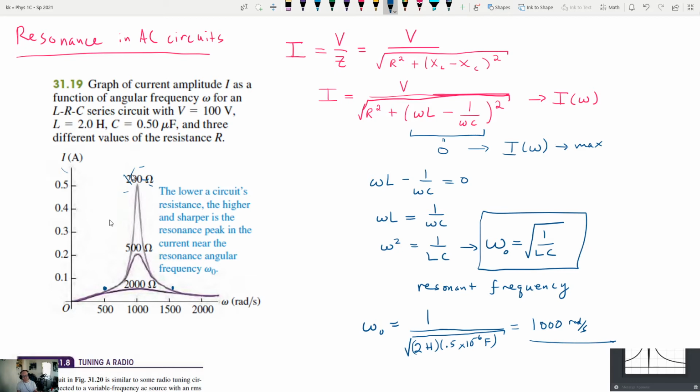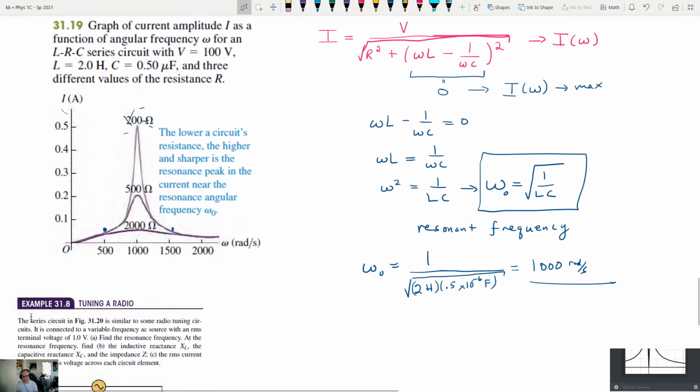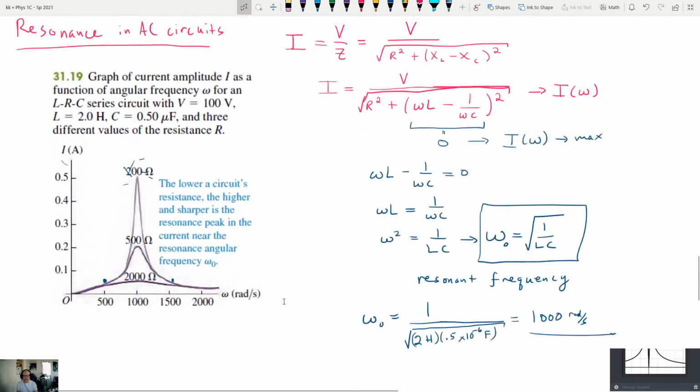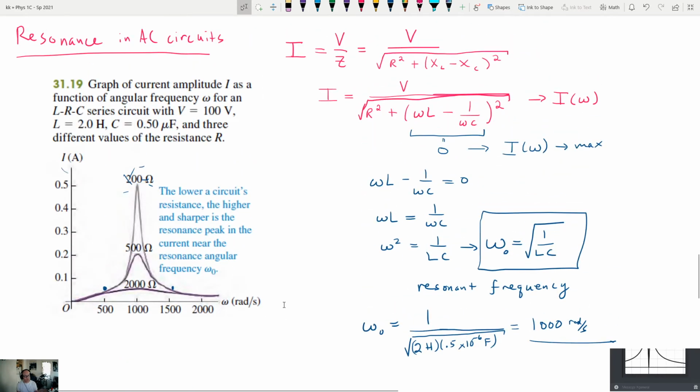Another application of this is the way radios work, and I guess the next problem we're going to do is about this. In order to tune into a radio station, you have a dial on your radio, right? And what do you do when you manipulate that dial? Nowadays, it's probably some kind of digital radio, so let's say you're scrolling up through the stations on your radio.